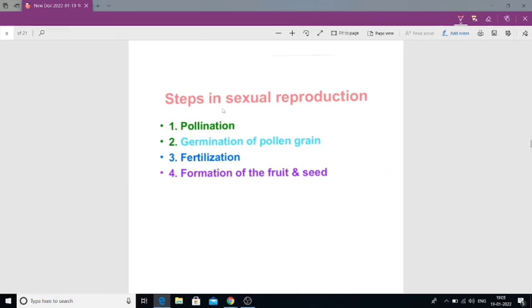Sometimes the question may be asked: write down the steps in sexual reproduction in flowering plants. Suppose they give 2 marks. Then we need to write first pollination, the second point germination, the third point fertilization, and the last point formation of the fruit as well as the seed. One by one we will see how the reproduction is completed in the flowering plants.